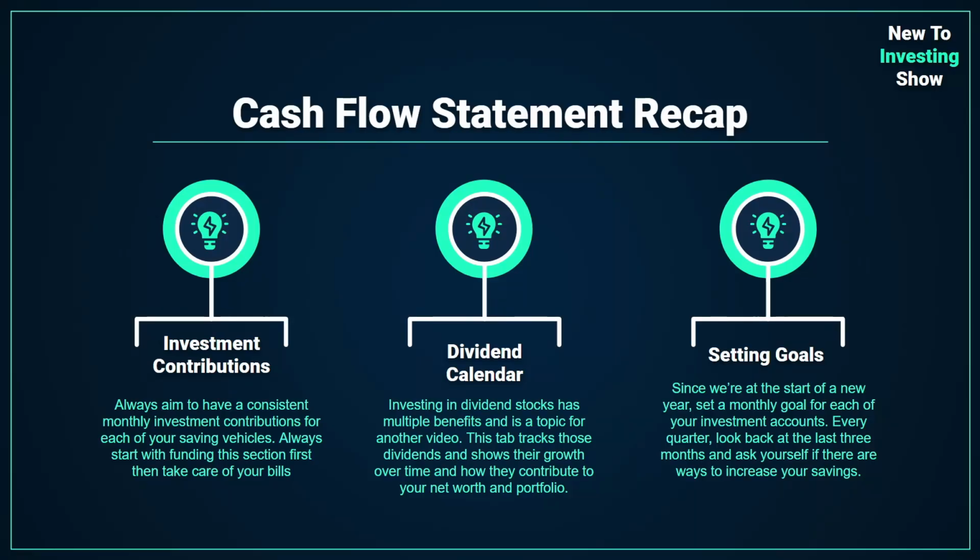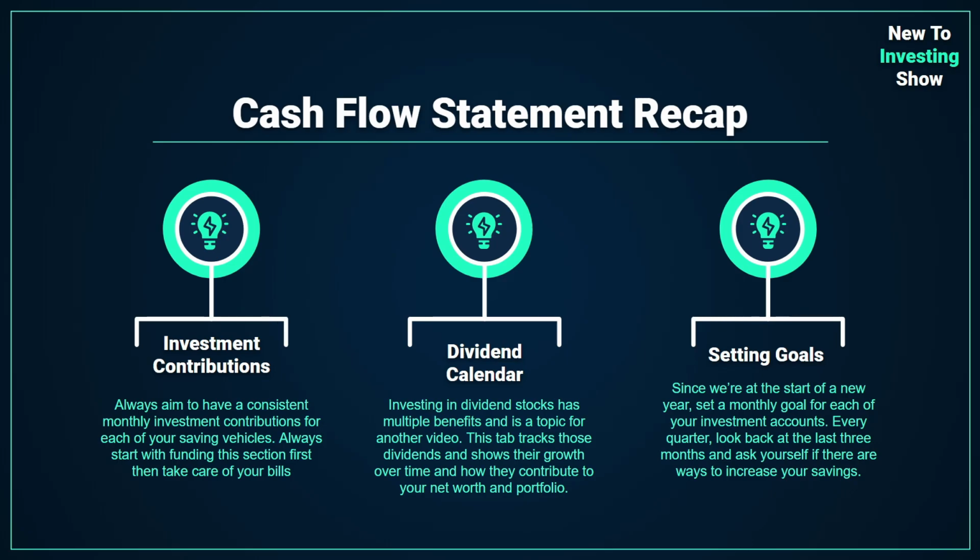All right, so with all of that being said, let's go ahead and do a quick recap of what we discussed this episode. In the first topic, we discussed our investment contributions in the section that we had, and I just wanted to reiterate that always aim to have a consistent monthly investment contribution rate for each of your saving vehicles. Always start with funding this section first, and then take care of your other bills, your wants, your needs in life. Always make sure you're hitting that 20% for your savings. It will change your life, I promise you.